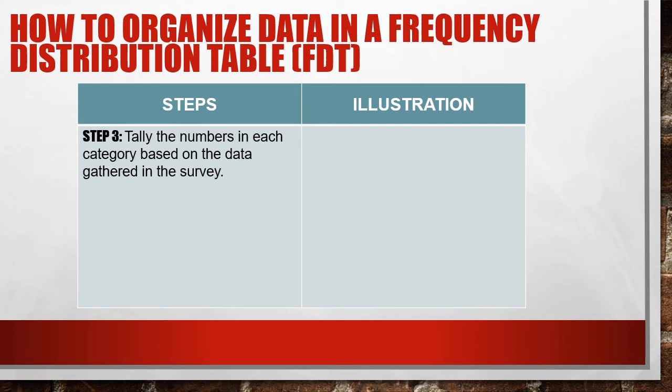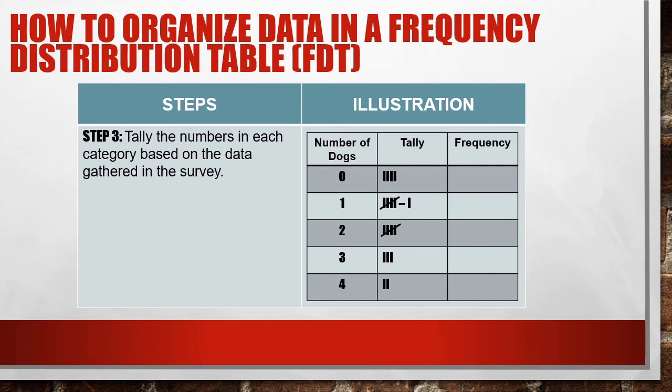Step number 3. Tally the numbers in each category based on the data gathered in the survey. For 0, it appears 4 times, so you'll make 4 lines for your tally. For 1, it appears 6 times, so you'll have 6 lines. For 2, it appears 5 times, so you'll have 5 lines. For 3, you'll have 3 lines for your tally, since it appears 3 times on your data, and 2 lines for 4, since it only appears twice.